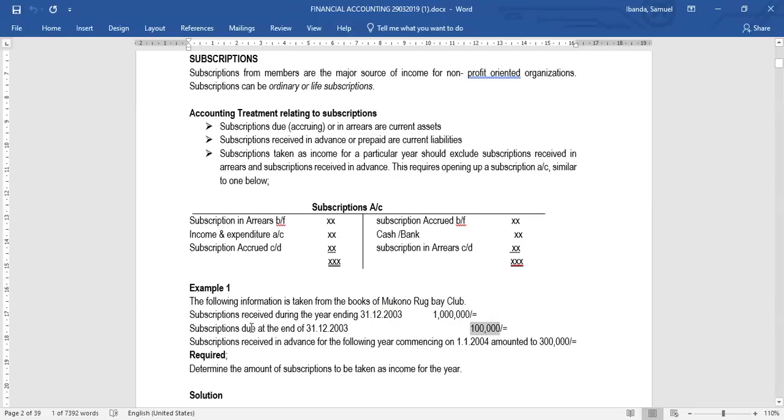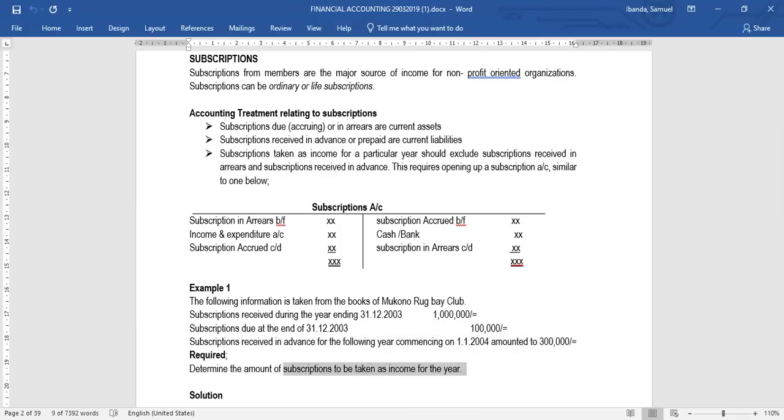By due means those that had not yet been paid, okay? Then they're also telling us that subscriptions that were received in advance for the following year commencing 1st January 2004 amounted to 300,000. So they are asking us to calculate or to determine the amount of subscriptions to be taken as income for the year, okay?